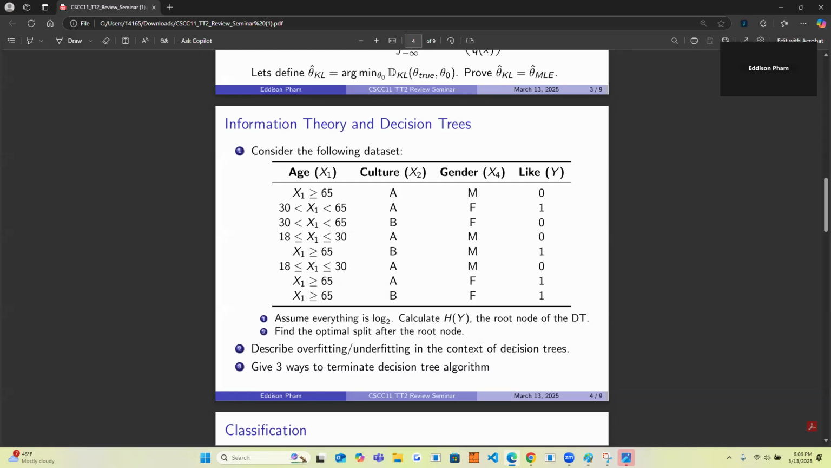When the minimum number of leaf nodes is reached. Correct. When entropy is zero. That is also correct. Any more guesses? Or actually, those guys got it right. Any more answers?